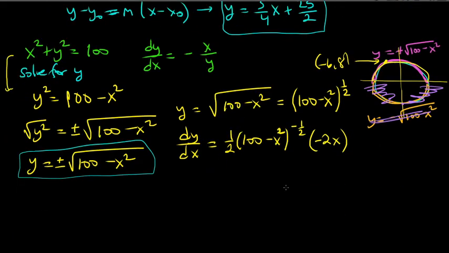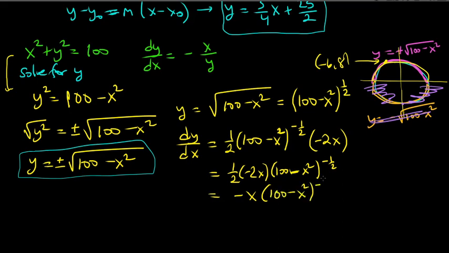And I'm running out of space here. Let me see if I can squeeze that in here. So I'll pull the negative 2x in front, times 100 minus x squared to the negative 1/2. And 1/2 of negative 2x is just negative x. And then if you want to write this as a radical, when the exponent is negative, that means reciprocal, so it's in the denominator. And the exponent of 1/2 means it's the square root. Okay. So this is another way to write the derivative.